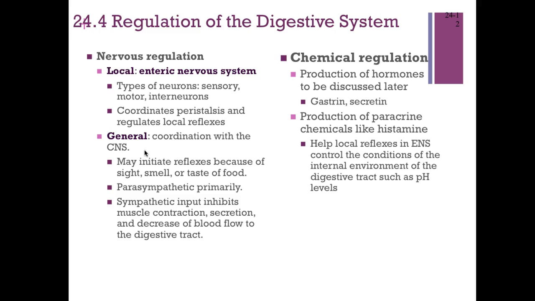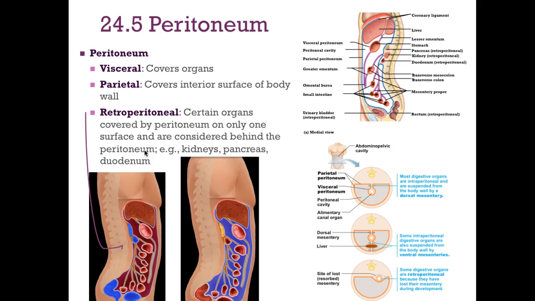Then we have our chemical regulation, which will deal with our hormones such as gastrin and secretin. We'll talk about those in a moment. And also creating paracrine chemicals such as histamine, which will help our local reflexes in our enteric nervous system and control the conditions of our internal environment of the digestive tract, such as our pH levels.